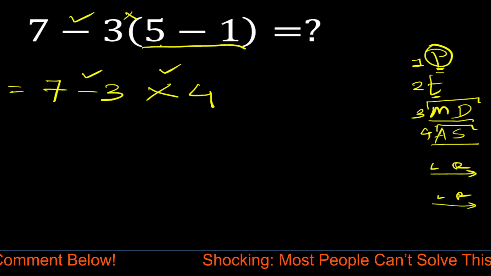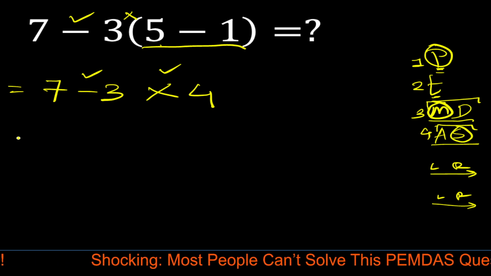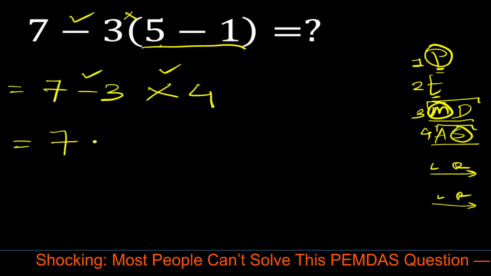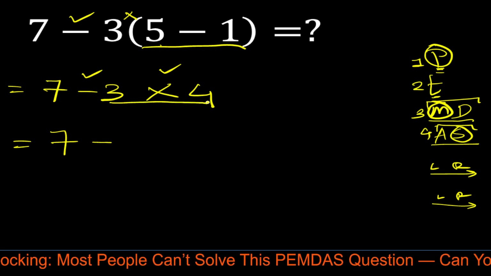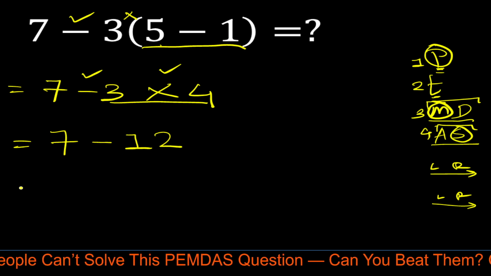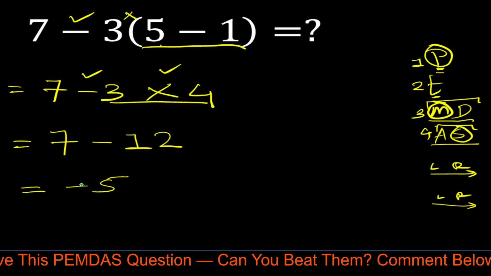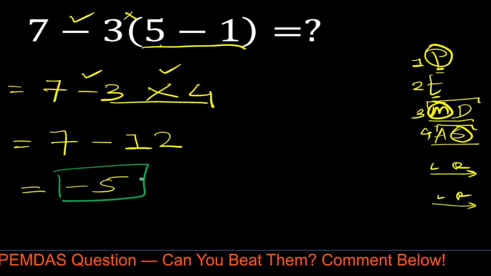So according to the PEMDAS rule, first we have to solve multiplication, then we have to solve subtraction, right? So now 7 minus, now solve this multiplication, 3 times 4 is equal to 12. So 7 minus 12 is equal to minus 5, right? So the correct answer is minus 5.